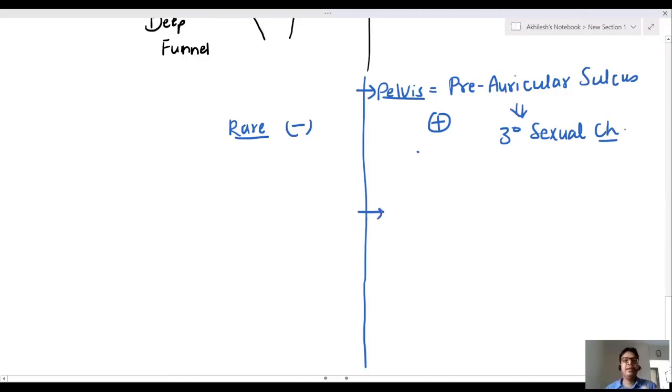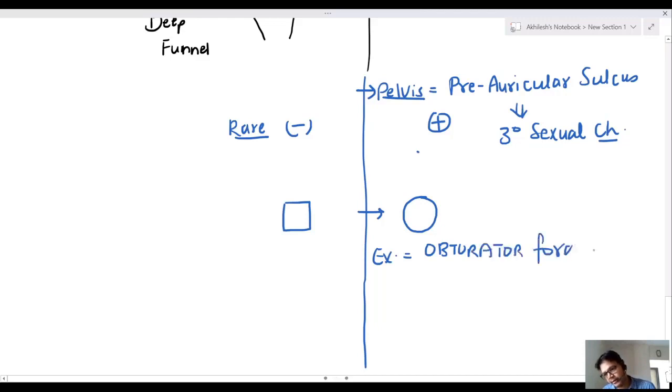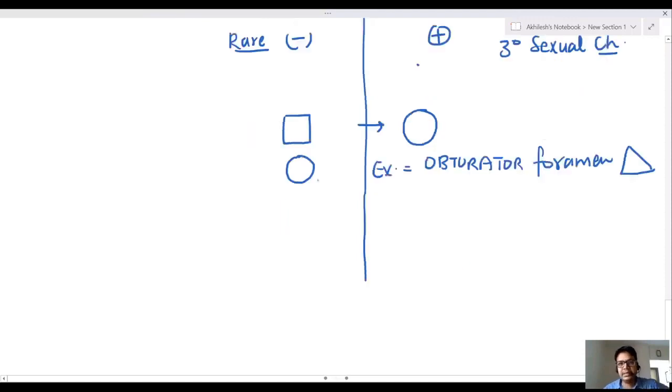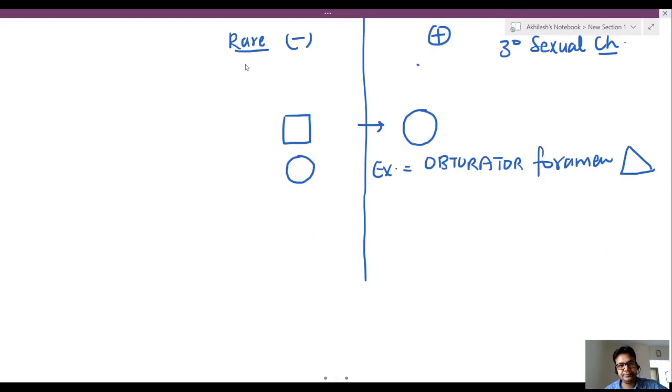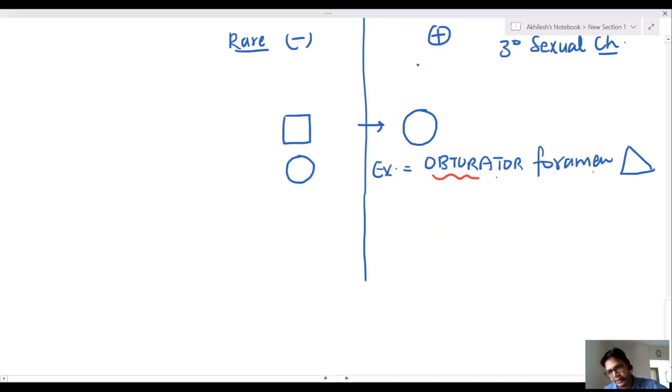Now, in female, most of the things are round. Female की ज्यादातर चीजें गोल होती हैं. Orbits are round, face is round, and most of the foramen are round. In male, most of the things are square shape. But sir, there is an exception. This exception is obturator foramen. Obturator foramen in female is triangular and it is round shape in male.